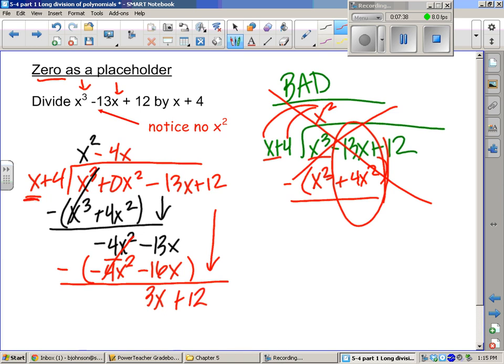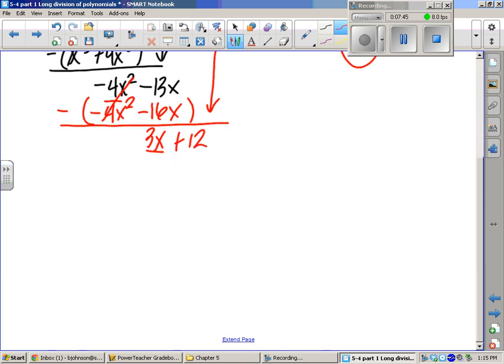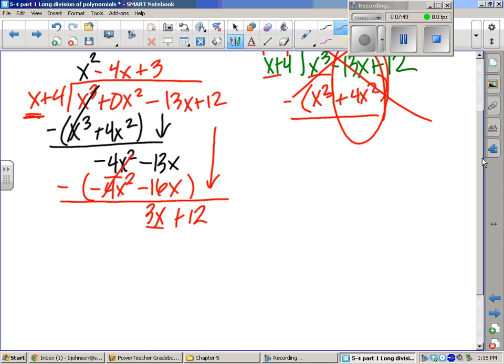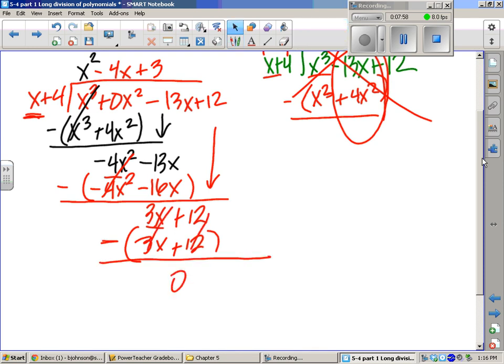One more time through. How do I turn x into 3x? That's going to be adding 3. So 3 times x is 3x. 3 times 4 is 12. Put it in parentheses. Cancel, cancel. That means remainder of 0.